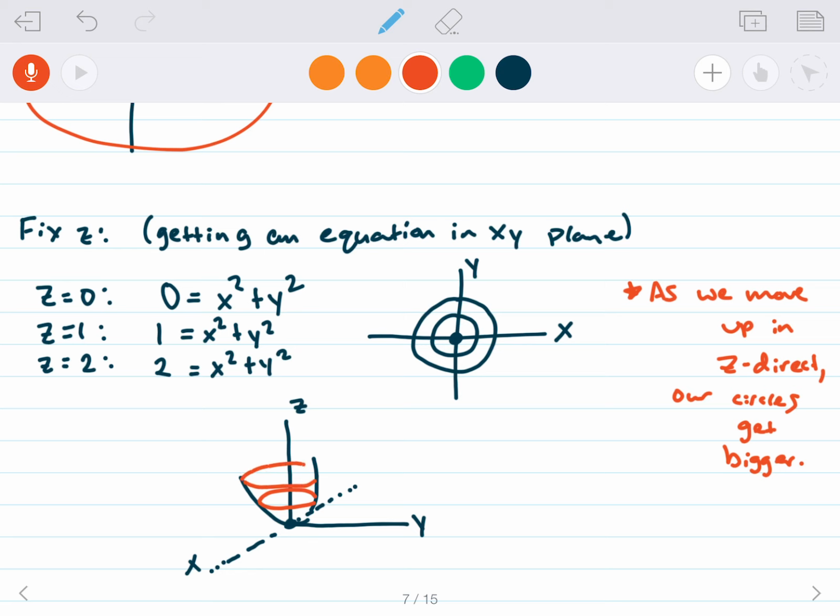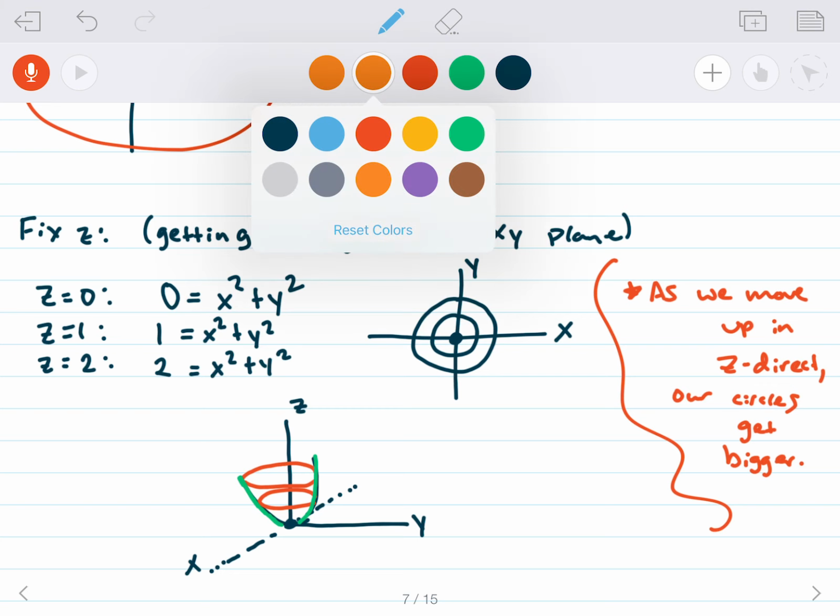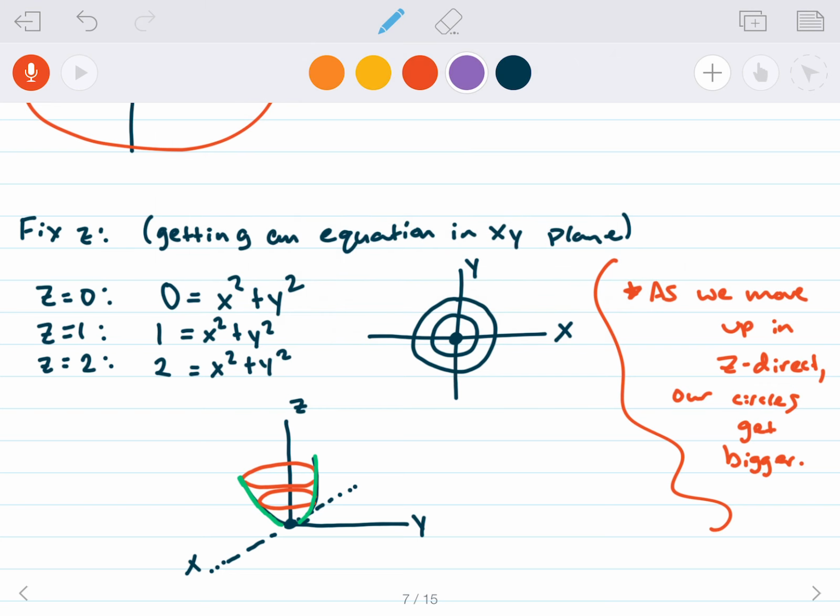So notice that as I'm increasing in z, my circles are getting bigger. Okay, you can see that as I'm going up in z. And then also notice that however you look at this thing, you're going to see a parabola in the trace. So like this guy would be our parabola in the xz plane. And then maybe you can draw one in a different color, purple, and maybe it looks something like this. Okay, so those are our parabolas in different perspectives.